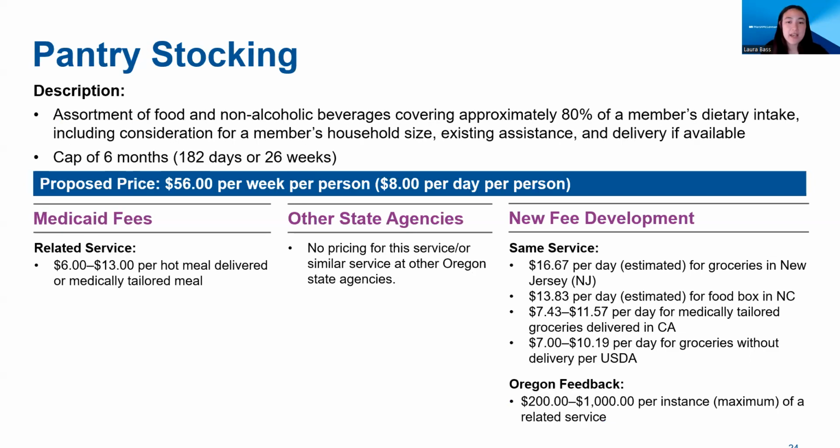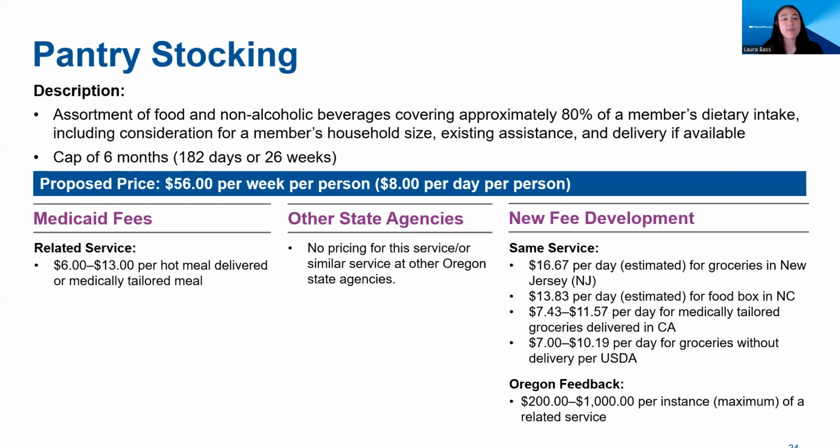All right, pantry stocking. So pantry stocking can include an assortment of food and non-alcoholic beverages covering approximately 80% of a member's dietary intake, including consideration for a member's household size, existing assistance, and delivery if available. Here we reviewed a wide range of possible prices. So thinking about food just in general, we've noted that the related service of HRSN meals or medically tailored meals, which we'll talk about on other slides, is going to be around $6 to $13.